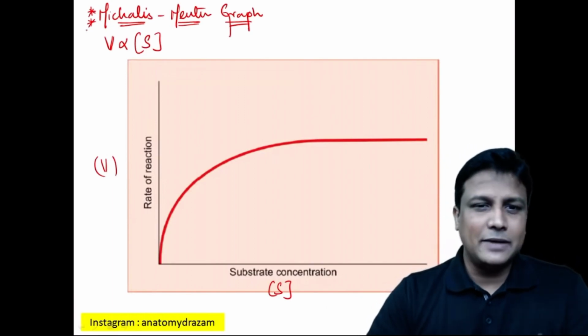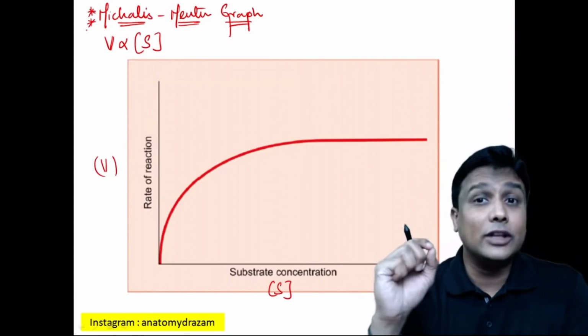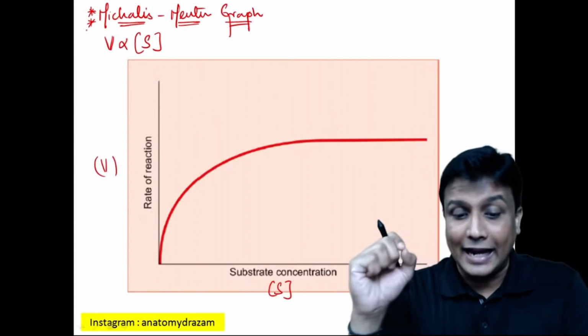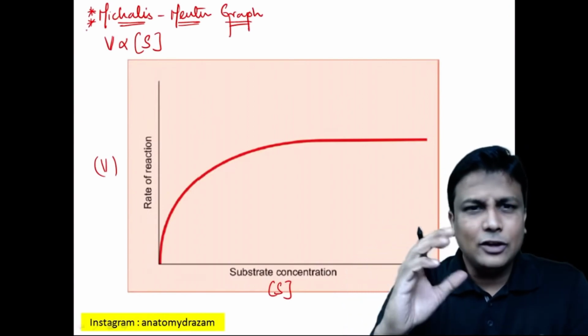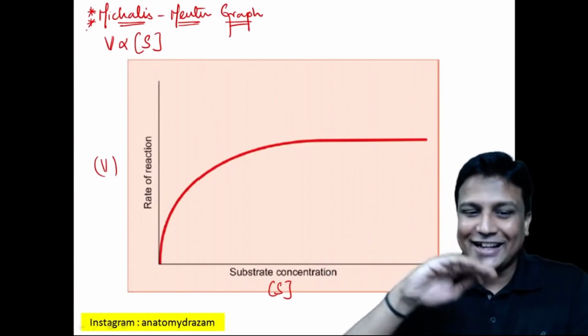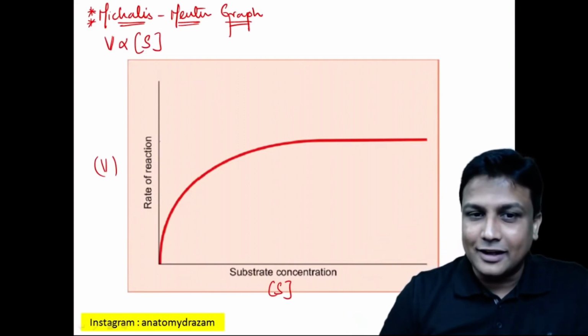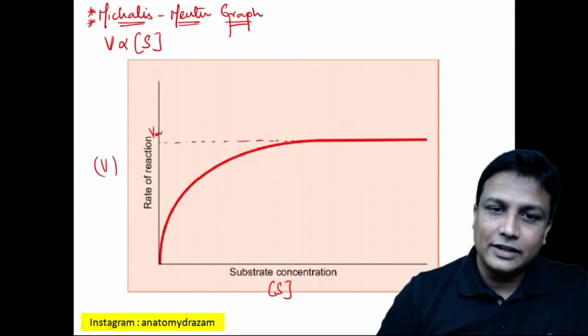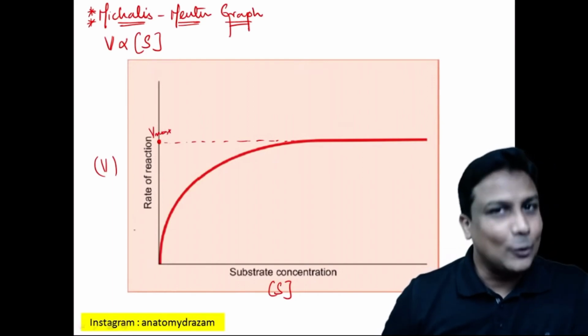So what is this Michaelis-Menten graph? The Michaelis-Menten graph will give you the relation between the velocity of the reaction and substrate concentration. And we know it is directly proportional. So that is the reason why we are getting a parabolic graph. Now in this parabolic graph, where are you getting the maximum velocity? So maximum velocity is somewhere here. That is the Vmax.